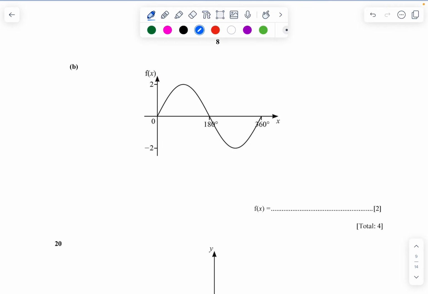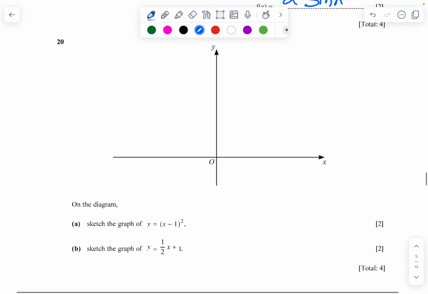Part B, this is clearly sine function, sine x, but the maximum value is 2 and the minimum value is minus 2. So therefore it has to be 2 sine x.